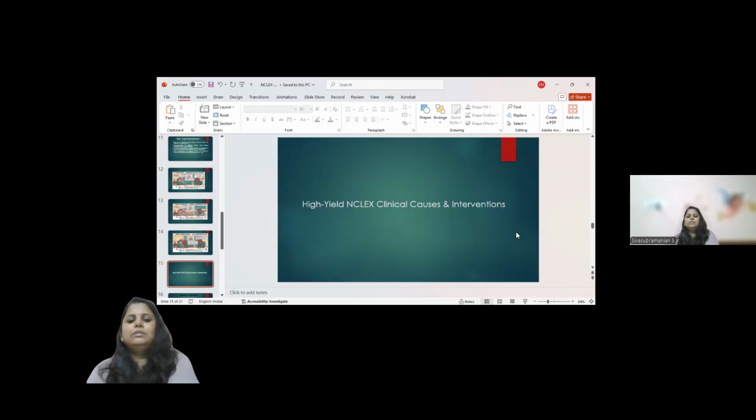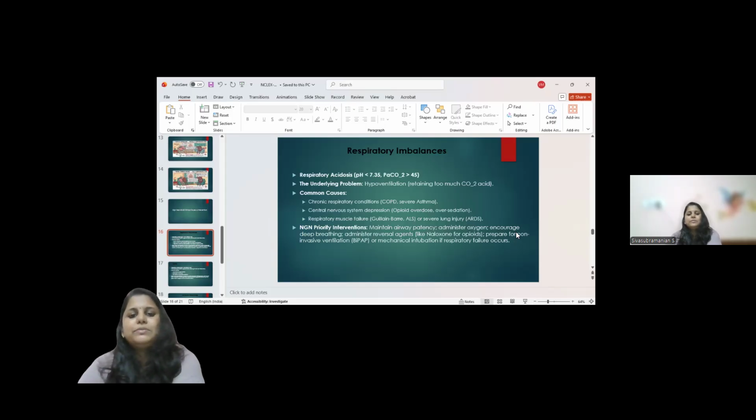So now we are in the next phase: how we can identify the clinical causes and interventions for the respiratory and metabolic acid-base imbalances. That is very essential for the high-yield NCLEX case studies. Sometimes you may receive such questions. So first we discuss the respiratory imbalances.